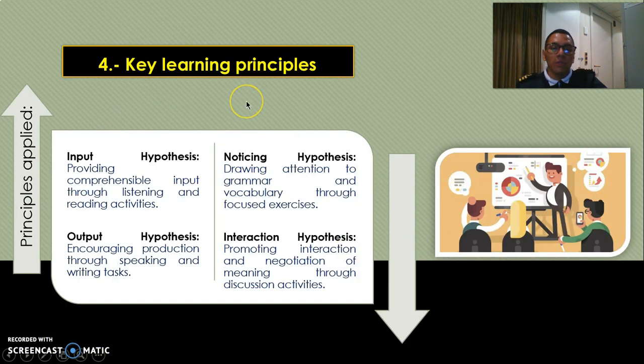So in the key learning principles, I have written four important principles. For example, input, output, noticing, and interaction hypothesis, right? In the input hypothesis, it provides good comprehensible listening activities. The idea is to encourage each student in order to develop their skills. But the most important part is to catch their attention through vocabulary, grammar, and different activities, right?